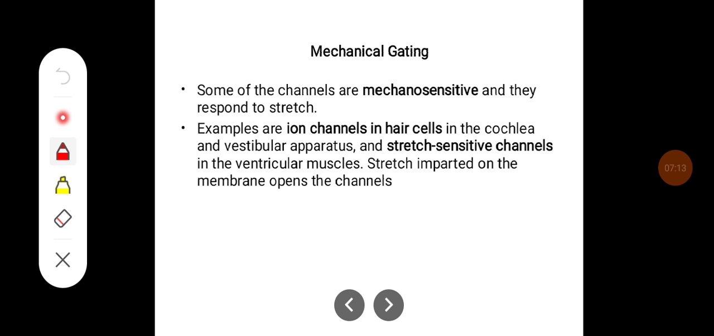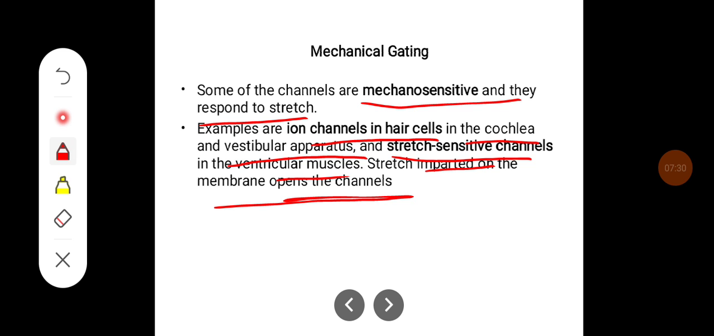Mechanical gating: some of the channels are mechanosensitive and they respond to stretch. Examples are ion channels in hair cells in the cochlea, vestibular apparatus, and stretch sensitive channels in the ventricular muscles. Stretch imparted on the membrane opens these channels.